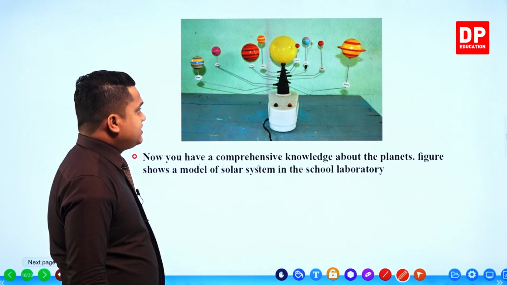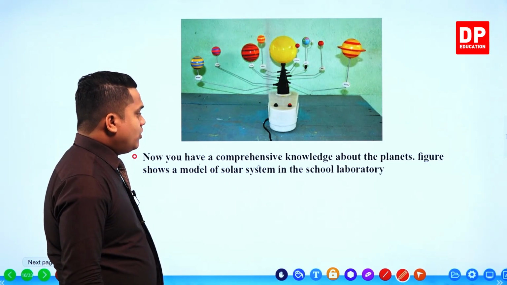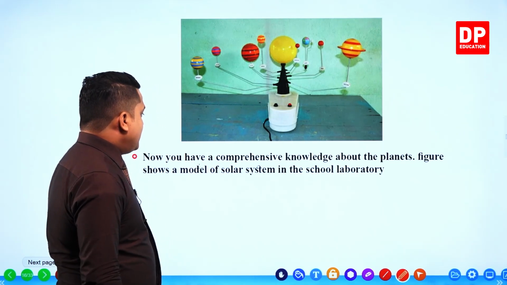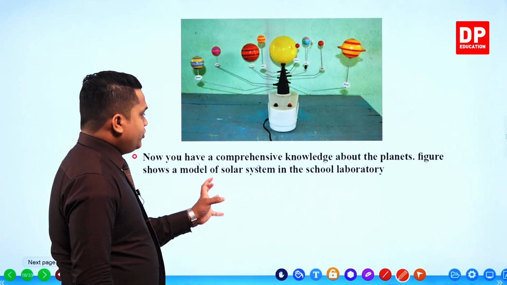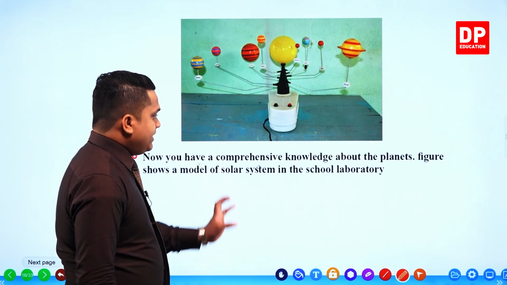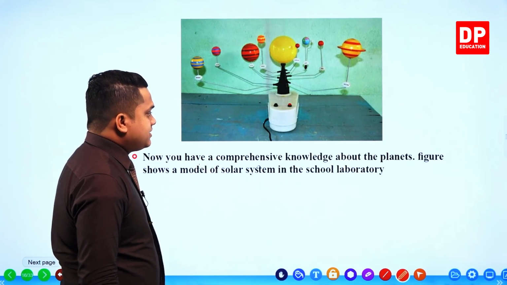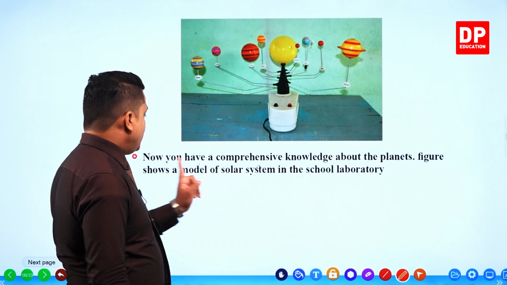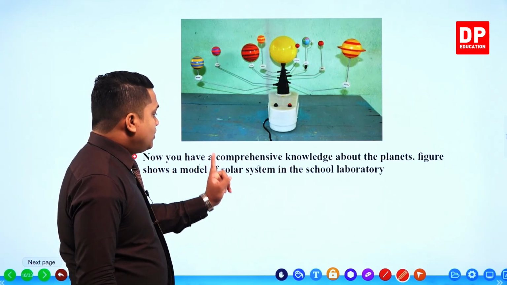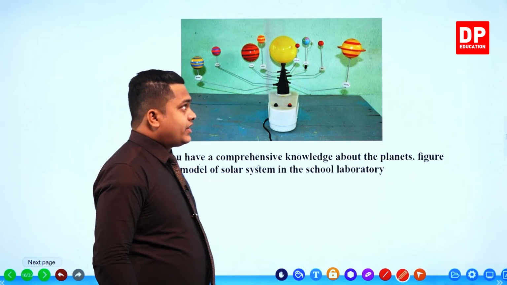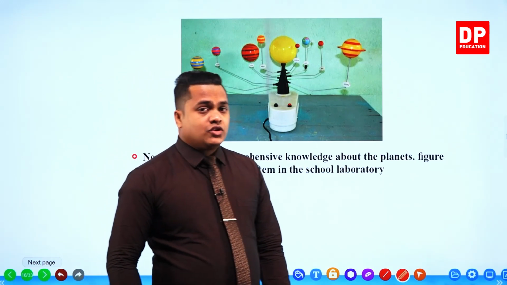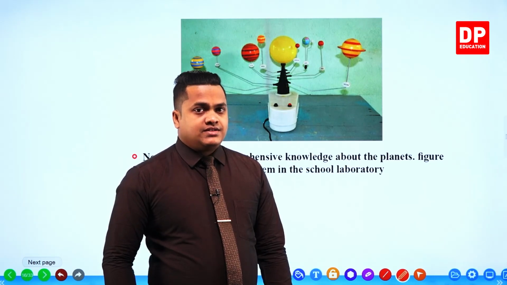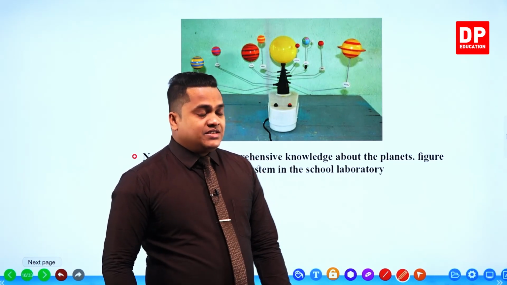Here we are using several plastic or styrofoam balls. So now I think you have a comprehensive idea about the planets and their distances. This figure shows a model of the solar system in the school laboratory. So in our laboratory, my dear children, there is a different kind of structure to identify the solar system, right? So this is that structure.